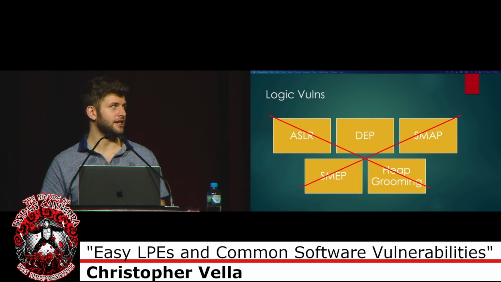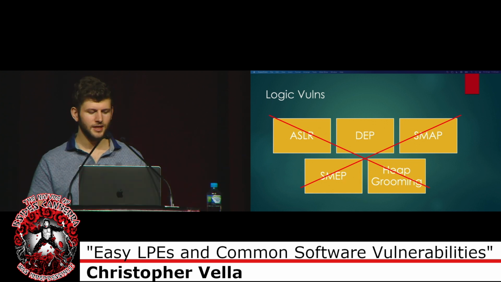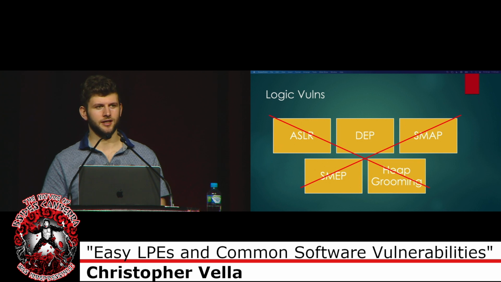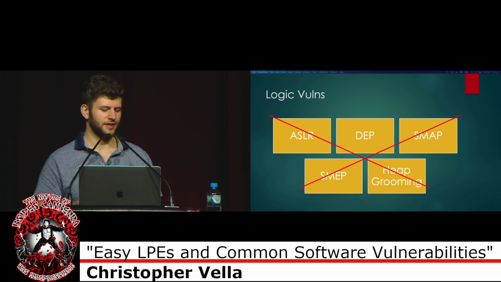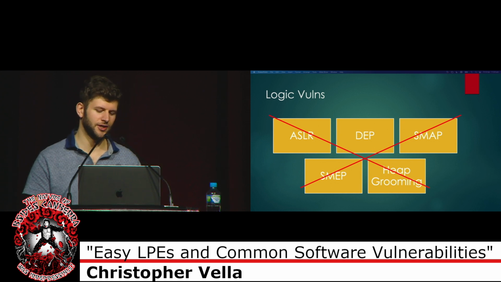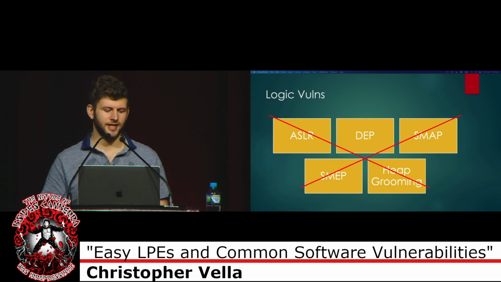So that leads naturally into focusing on logic vulnerabilities, mostly because we're targeting modern Windows 10 in my examples. If you go for memory corruptions, you're likely going to have to deal with things like ASLR and DEP, or if it's a heap exploit, you're going to have to focus on heap grooming, and all those things just take too much time to turn a bug into an exploit for the most part.